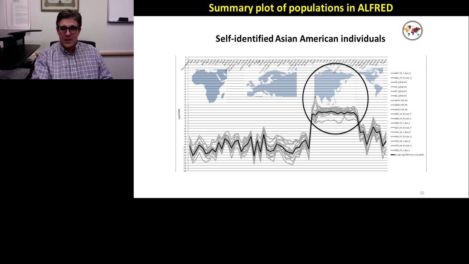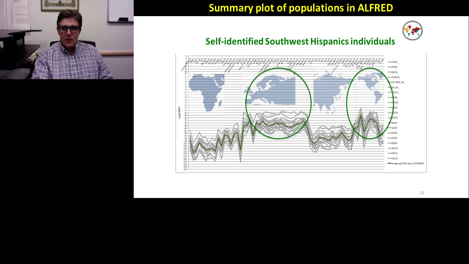These are East Asians, and these are Southwest Hispanic individuals. And as Southwest Hispanics are actually an admix between Europeans and Native Americans, you see that the frequency goes up in both, which is what we would expect.